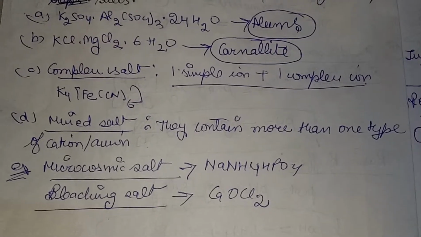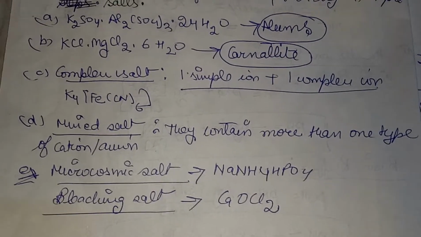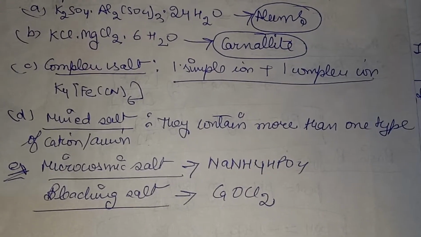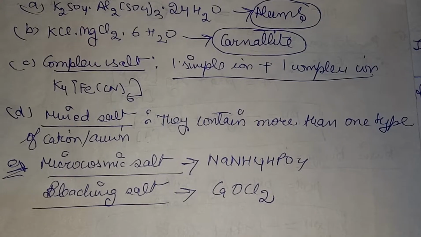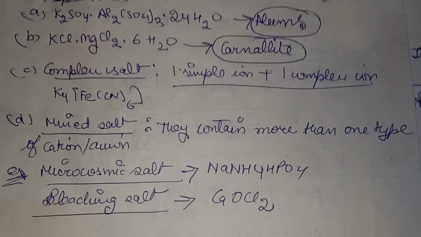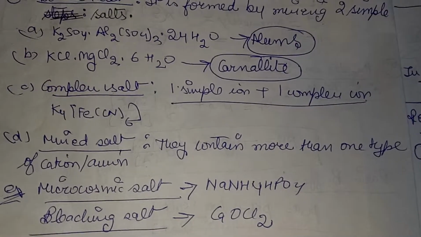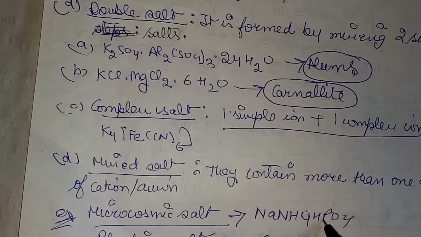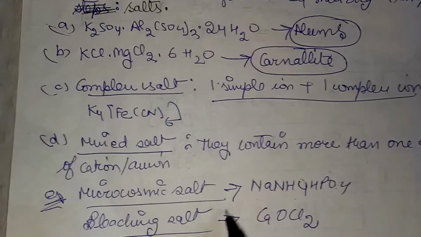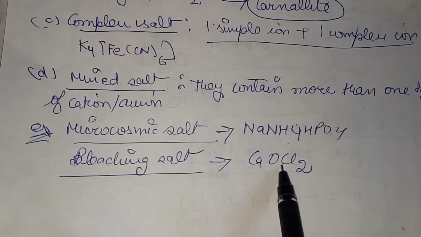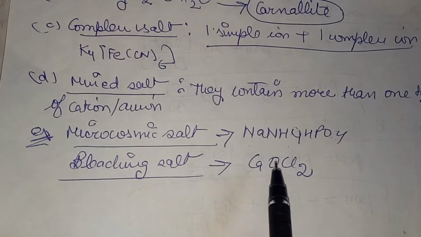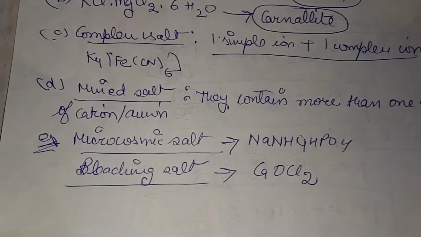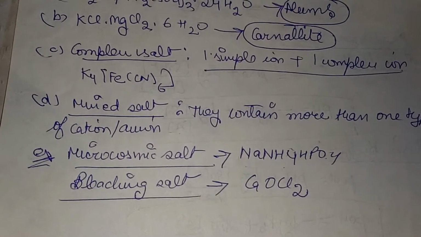Mixed salts contain more than one type of cation or anion. Microcosmic salt and bleaching powder are examples of mixed salt. Microcosmic salt formula is NaNH4HPO4, or you can learn it this way also: sodium ammonium hydrogen phosphate, split the formula. Now bleaching powder, a very common formula you are learning from class 10th. CaOCl2 is the formula of bleaching powder, and it is an example of mixed salt.